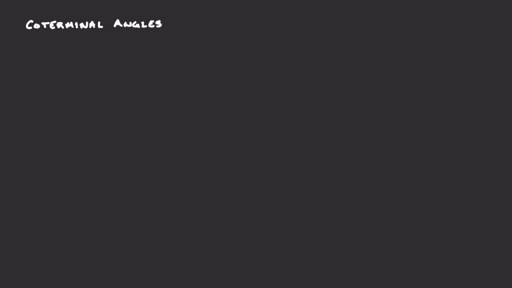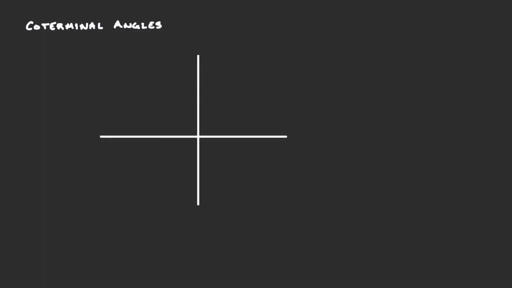Today's question is, what is a coterminal angle? And to figure out what it is, let's first start by drawing out our x and y coordinate system. So we have our x-axis running horizontally and we have our y-axis running vertically.